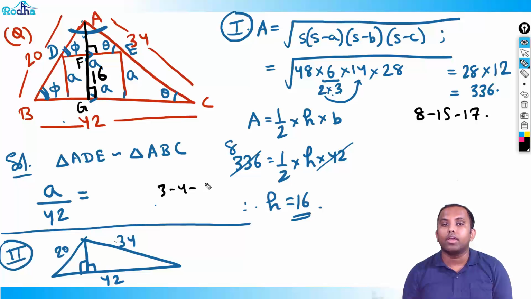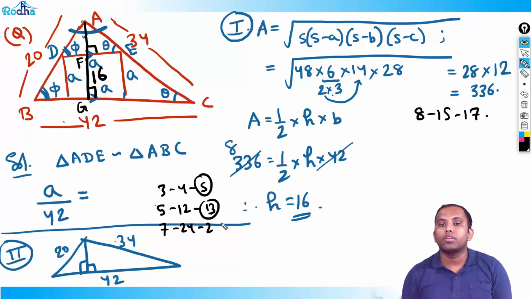3, 4, 5. 5 is the hypotenuse. 34 is not a multiple of 5. 5, 12, 13. Again, 13 is the hypotenuse. 34 is not a multiple of 13. Now similarly, 7, 24, 25. 25 is the hypotenuse. 34 is not a multiple of 25. Then 8, 15, 17. Right. Now 34 is the multiple of 17.